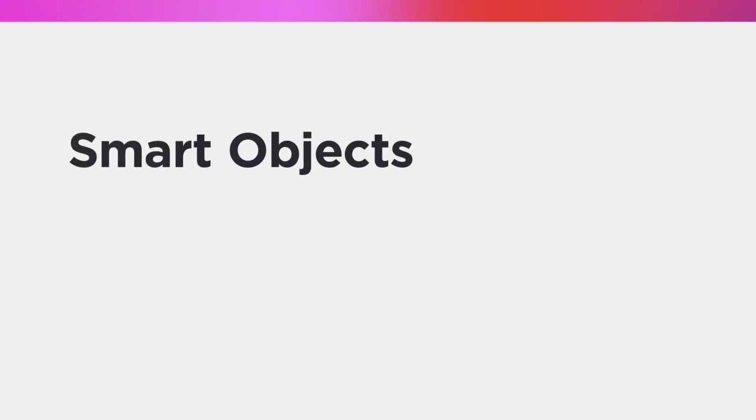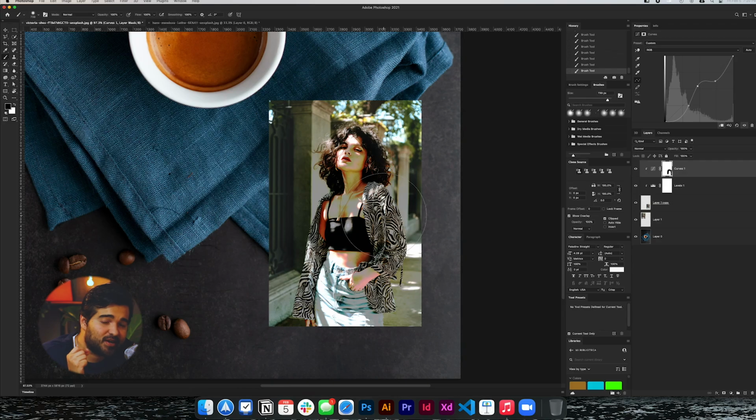Let's talk about the smart objects. One of the great things about smart objects, those are objects that you can actually work on in different programs, and they're going to have the changes in Photoshop. Let me explain it better.